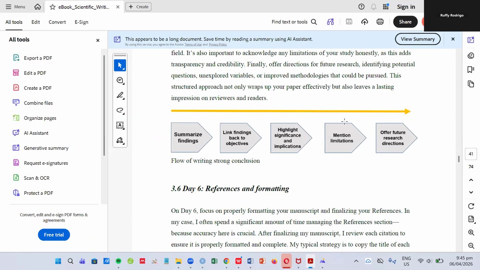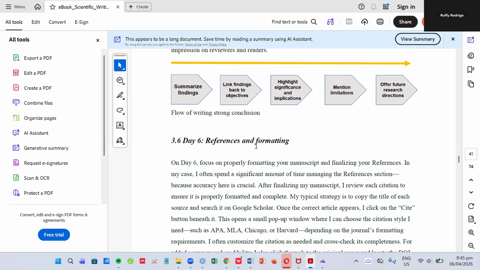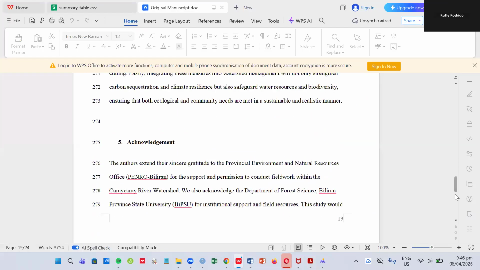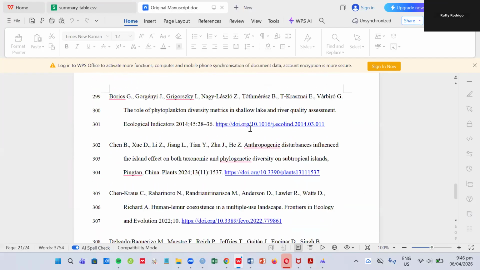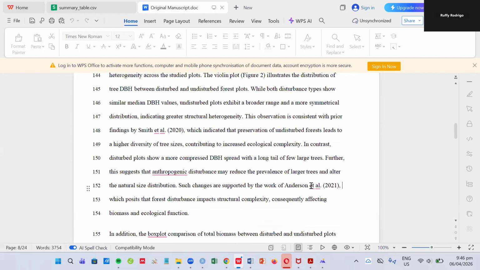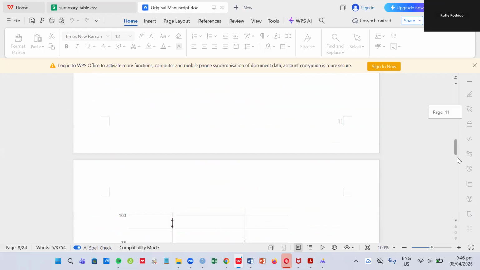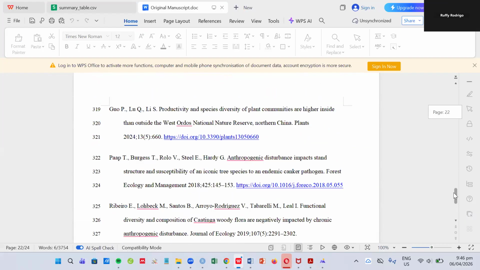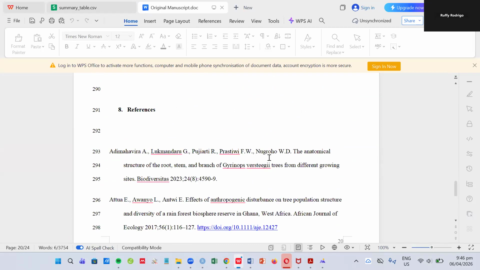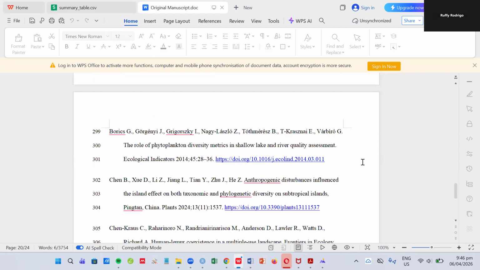Focus on your research. So for day six, I would say references and formatting. Now this is how you finalize everything. You're happy with the results, you're happy with the discussion, you're happy with everything that you have written, and now it's time for you to look at the references, whether they are there or not, because some journals are very strict about it. If, let's say, you cited this author here, and then you find there is no such reference, some editors don't like that. So it's important for you to double check that everything you cited is in the references.